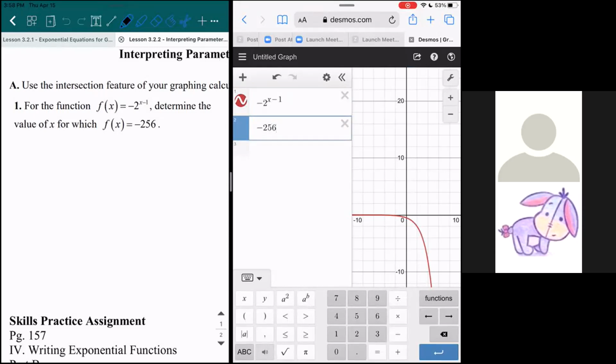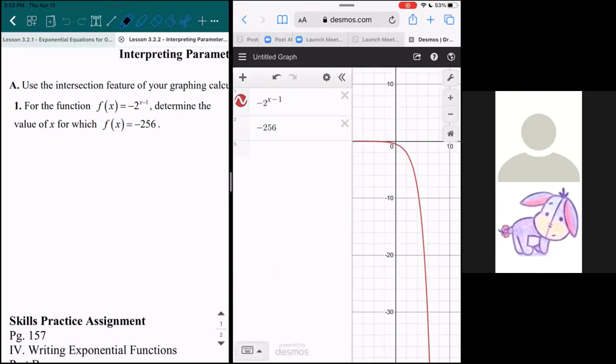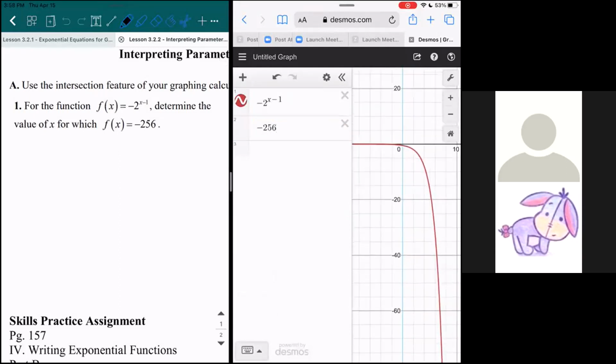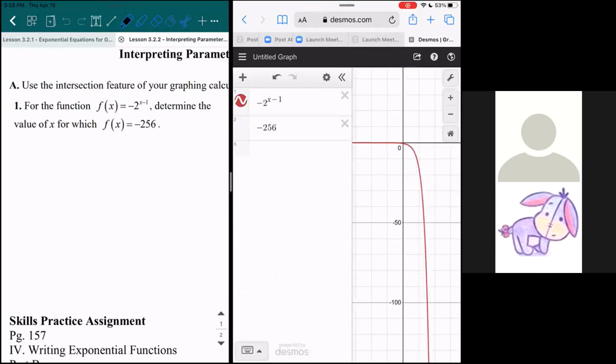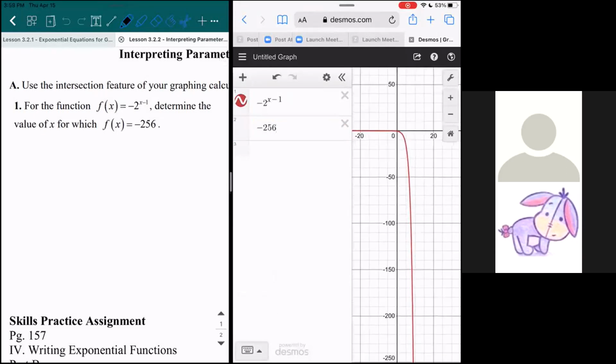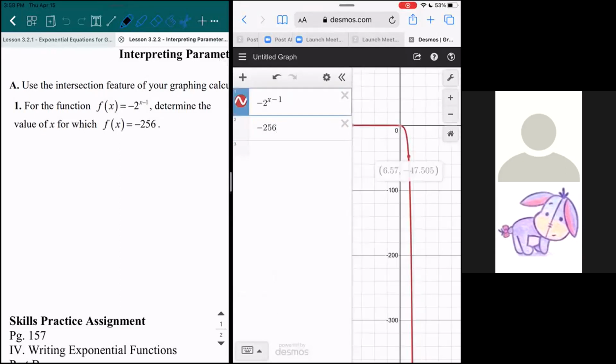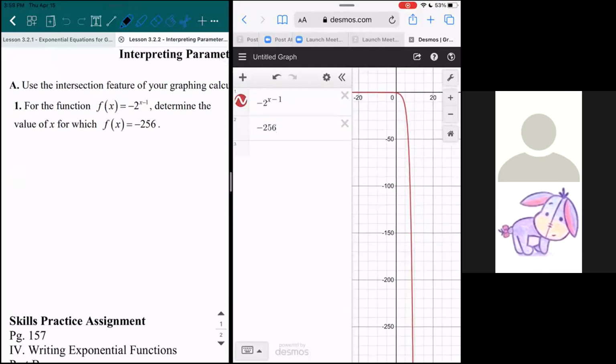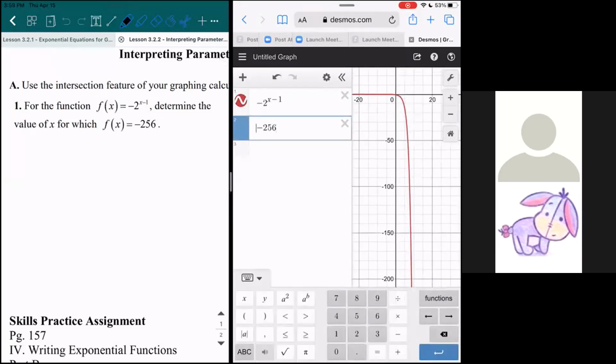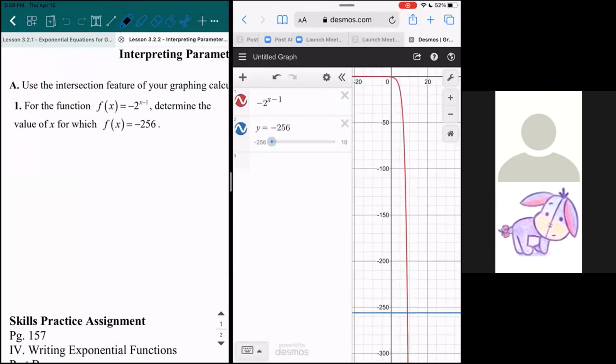And so all I have to do is scroll down. Well, -256 is pretty low, okay? So I'm going to zoom out a little bit so that we can see. I just want to make sure I see both lines. Oh, sorry. For this one, I want you to actually type y equals, okay? Type that line. All right, now you can see this blue line over here.